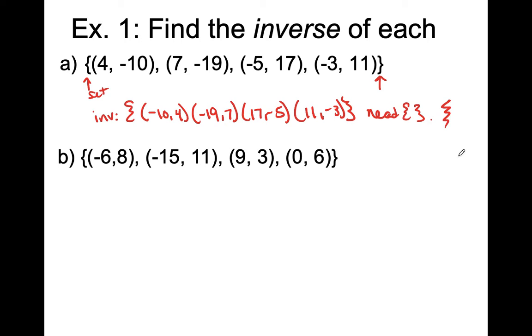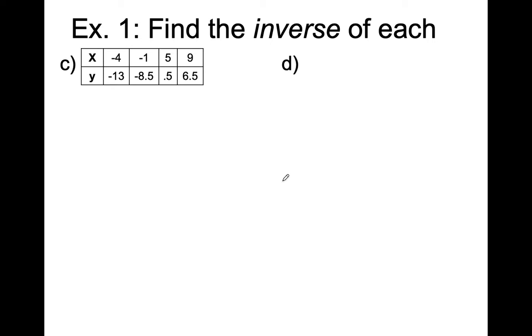All right, so letter B, really no different. So it would be the ordered pairs (8, -6), (11, -15), (3, 9), and (6, 0). Okay, the next type of problem they're going to give you is pretty similar, and we'll just do one of these. So here's letter C.